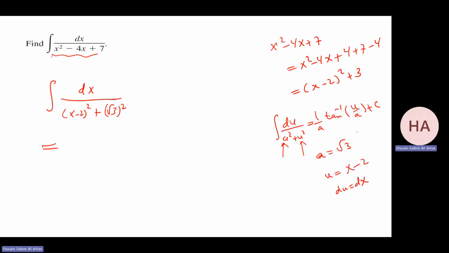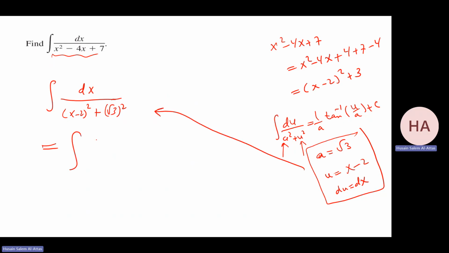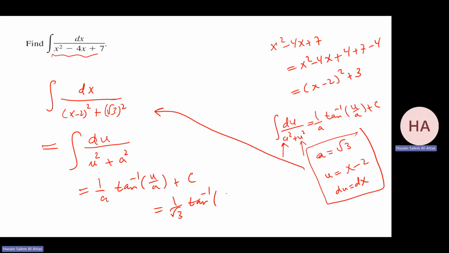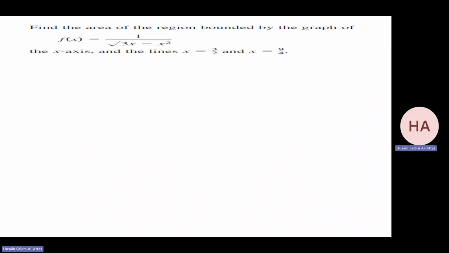Let me apply this substitution here. I have du over u squared plus a squared, which is ready now. That will be 1 over a tan inverse u over a plus c. And that will be 1 over square root of 3 tan inverse of x minus 2 over square root of 3, plus c. And that will be my answer. This is the way to deal with it.